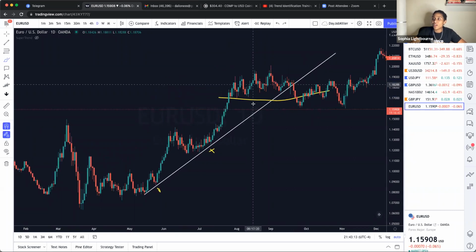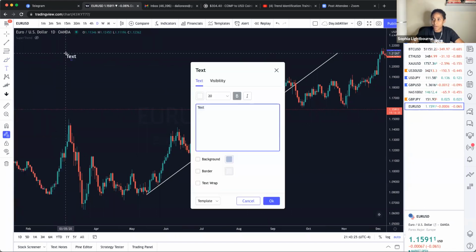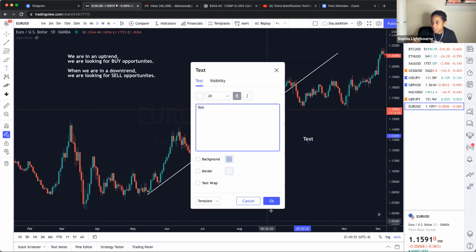So the way you look at trends, y'all, this is going to change your whole perspective on the market. If you draw a trend line and we're in an uptrend, this is important, y'all: if we are in an uptrend, we are looking for buy opportunities. When we are in a downtrend, we are looking for sell opportunities. Okay? I think I spelled some stuff wrong, but y'all get it. Okay? Cool.